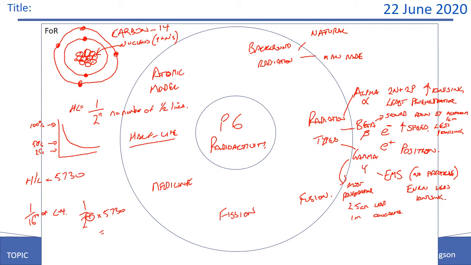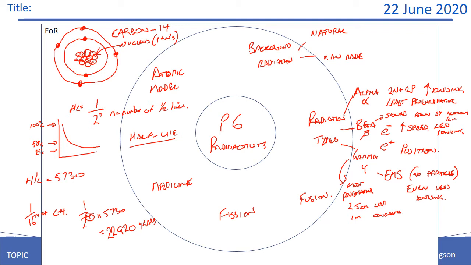What is it, sorry? 22,920. Okay, I've got to be accurate because there'll be people at home who will write in with emails if I get this wrong. Okay, so it's very important. Is that right? 22,920? Yeah. Okay, so that's how we would work it out. So they take a sample and say there's 1/16 of the carbon-14 left. That means it's roughly 23,000 years old.